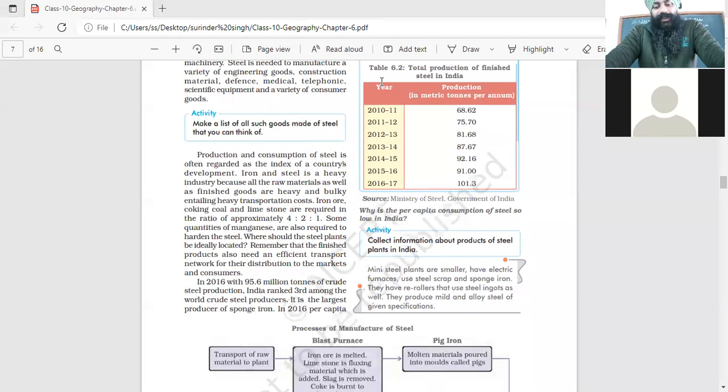Then it can be shaped into different shapes. It may be transformed into sheets, rods, pipes, etc. Clear? Are there any questions?